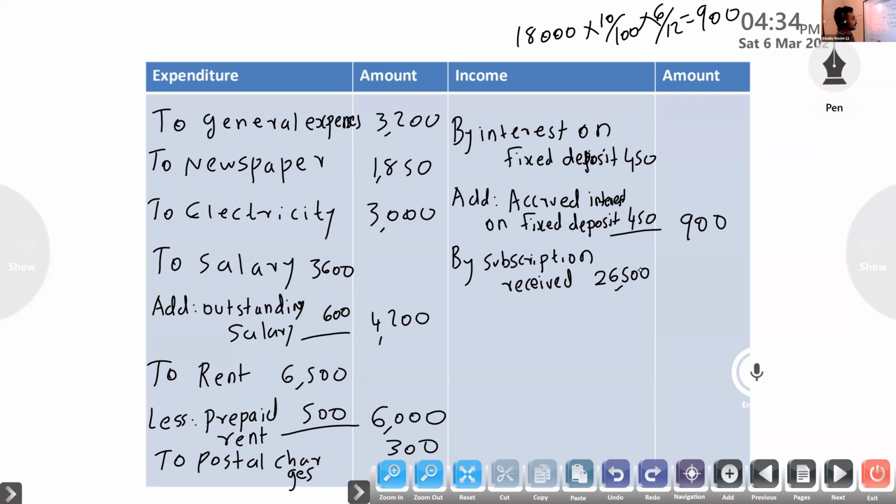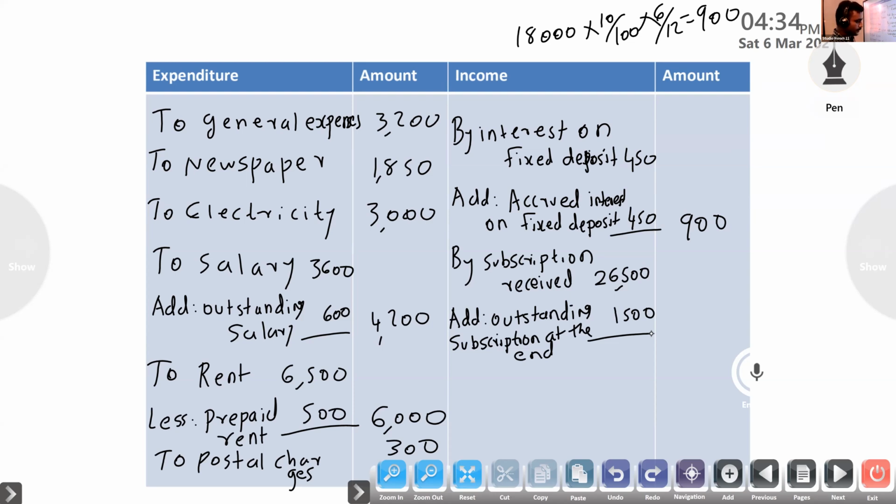Now I will teach one concept. Here closing is there. Closing we can add, no problem. Outstanding subscription at the end. It is given 1,500. Here, opening outstanding subscription in the beginning is given. It will not come.